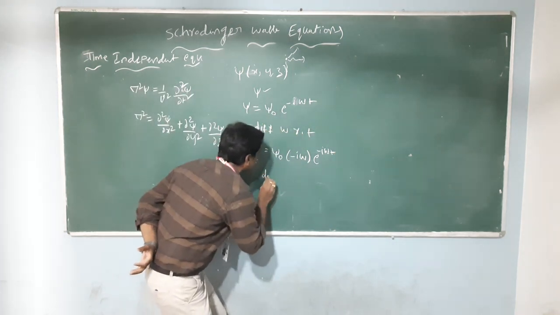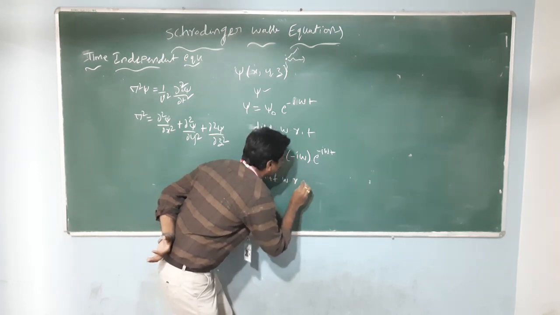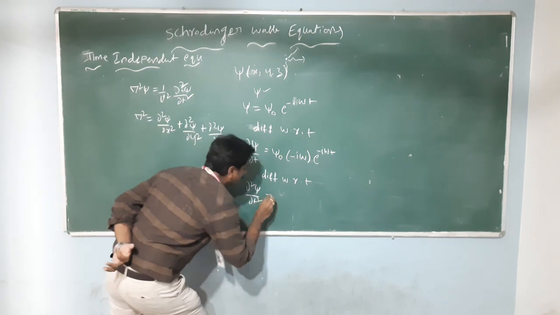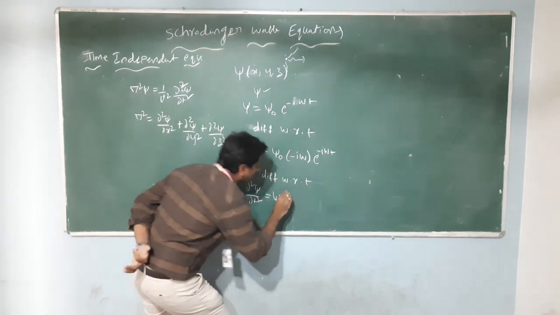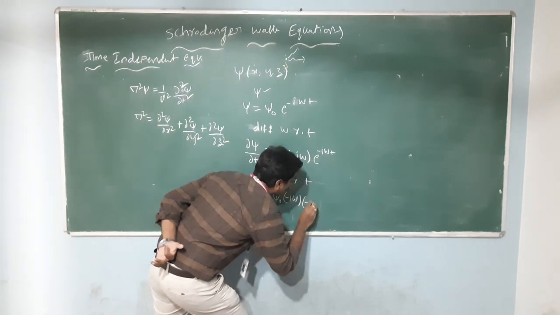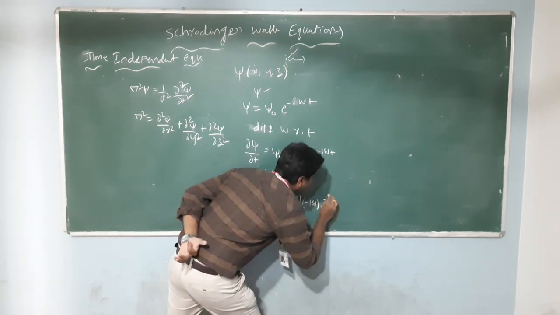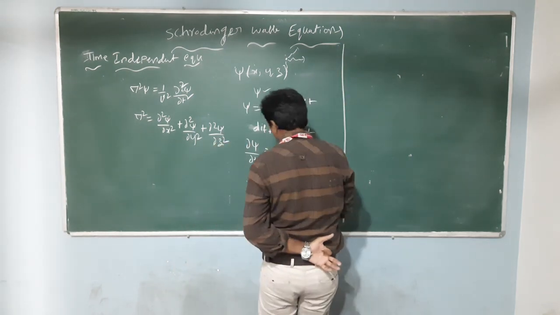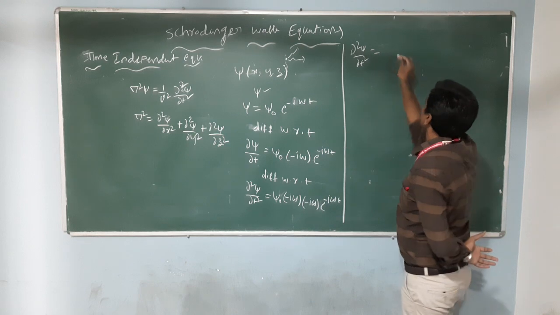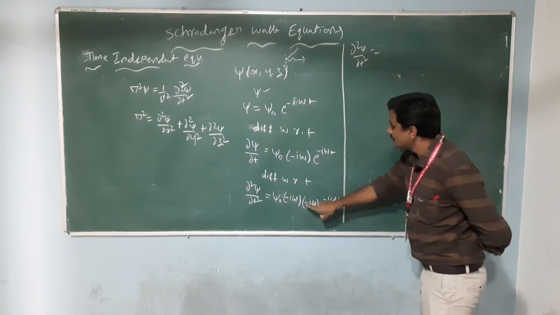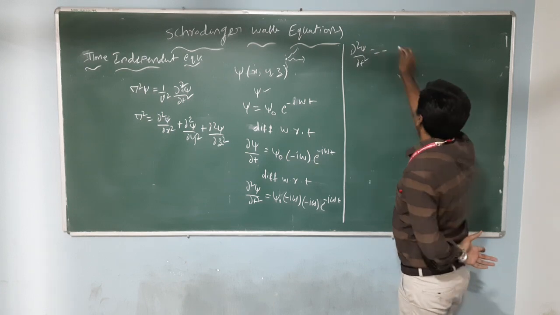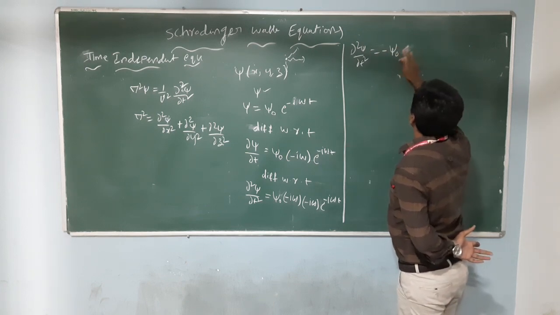If you differentiate this equation again with respect to t, now del square psi by del t square is equal to psi naught, which is constant, and i omega is also constant with respect to time. So minus i omega into, differentiating again, minus i omega into e power minus i omega t. Now we can write this as del square psi by del t square is equal to, minus minus becomes plus, so i into i square. Here i is the imaginary part, and i square value is minus 1, so minus 1 into psi naught into omega square will be there.